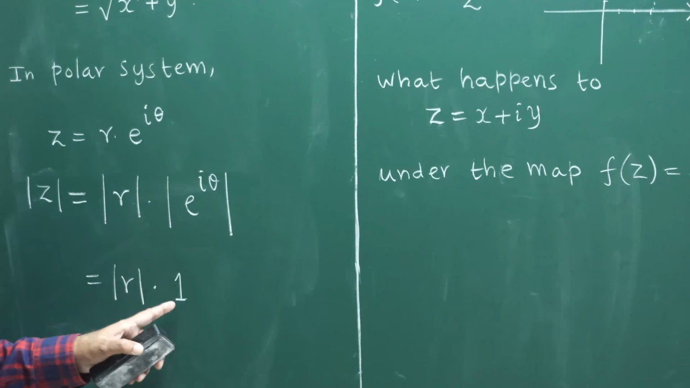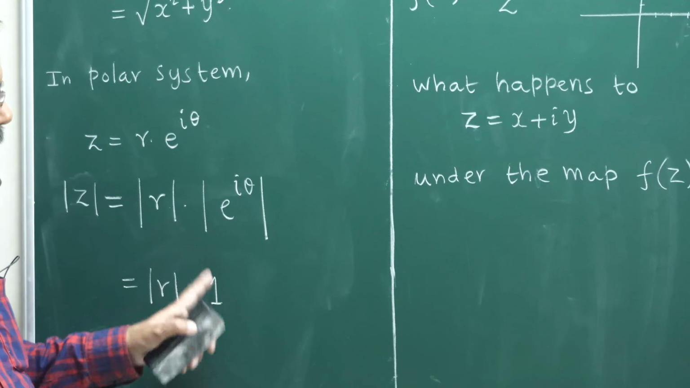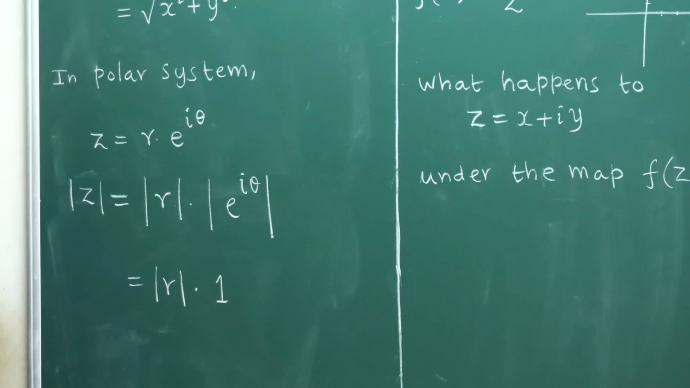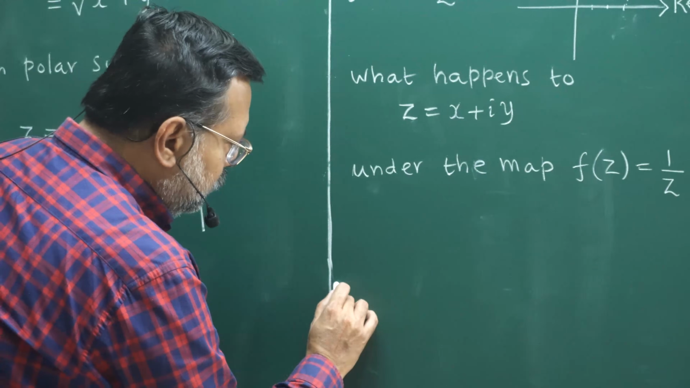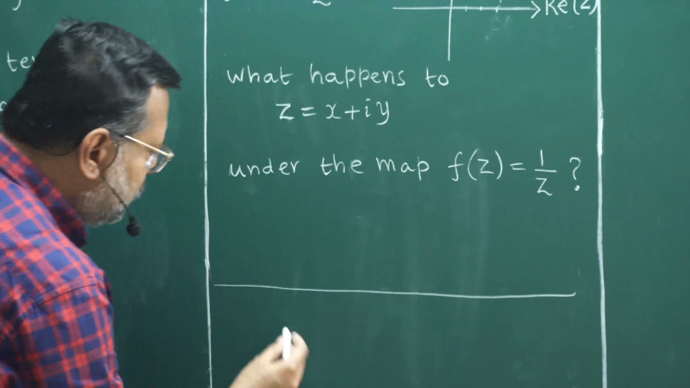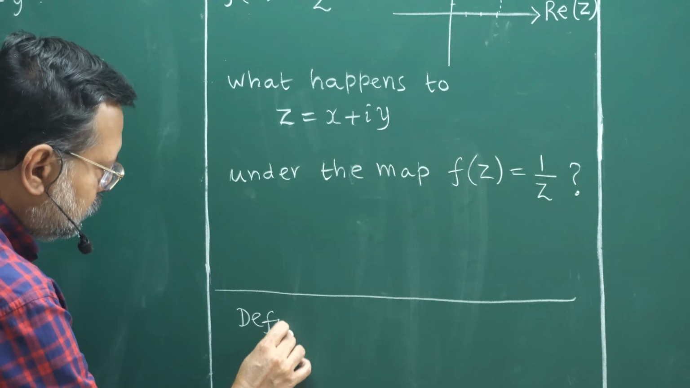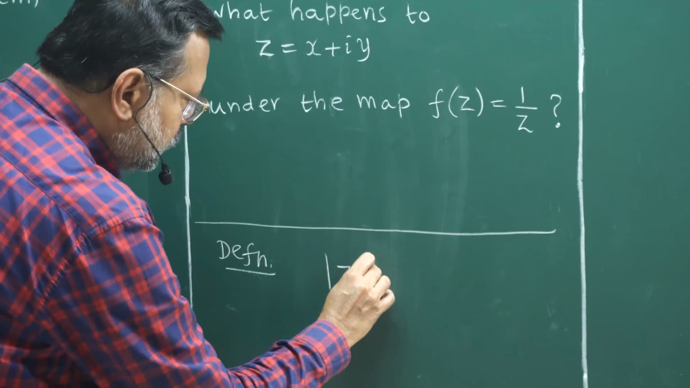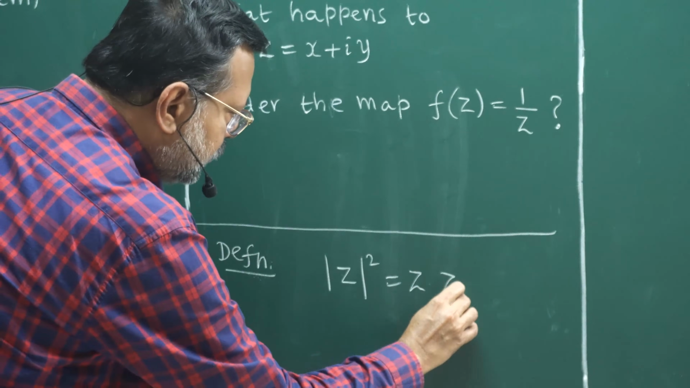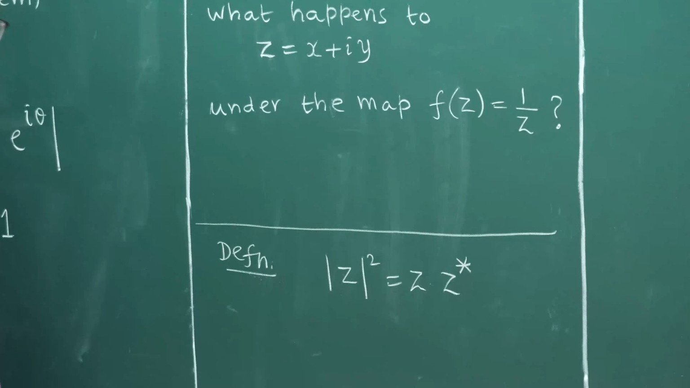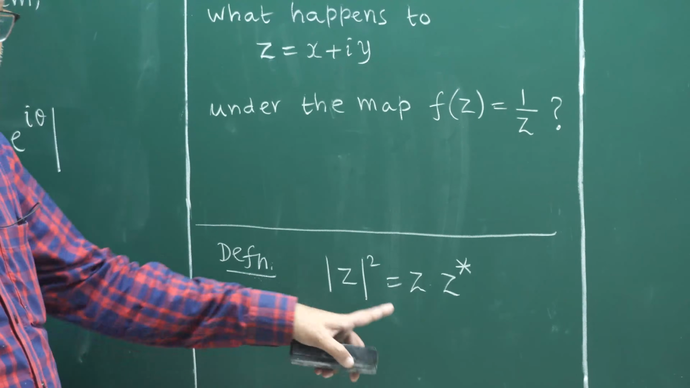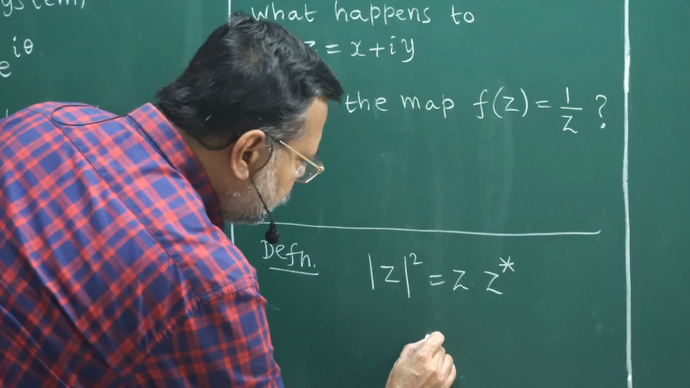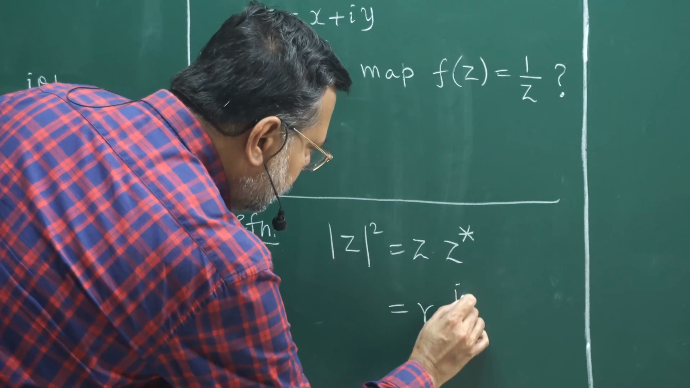Now how is this equal to 1? That is quite simple. I will explain one step of how it is becoming 1 here. Maybe I shall write here, because of this definition, you know the definition. What is the definition? Modulus of z squared is given by z times z star. That's a standard definition you know. Now you apply that definition for the e to the power of i theta. So z is r times e to the power of i theta.